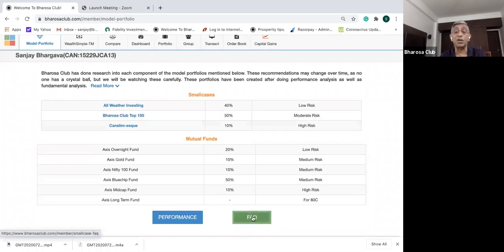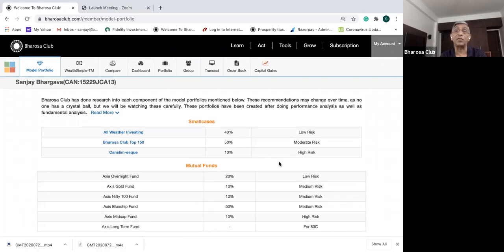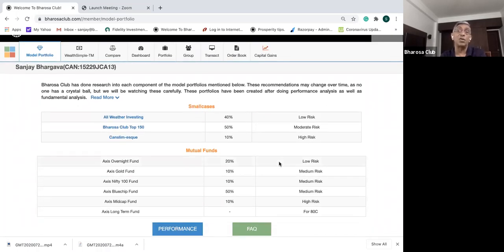A lot of this is covered in this FAQ here, so you can have a look at that. And if you have any other questions, you can write to Bharosa Club at advisory@bharosaclub.com. Okay, so let's see the small case thing. Each of these is a link, so you can go to the page of that particular small case and investigate it further.